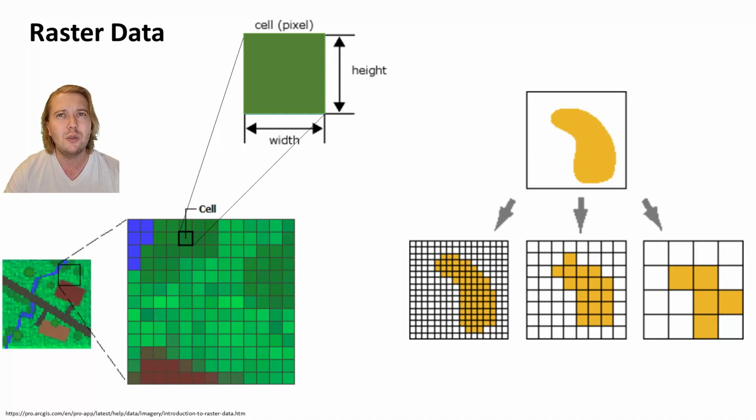For example, our Google Earth satellite image has a set number of pixels that defines its resolution, and each pixel has an associated color value assigned to it. Higher resolution raster datasets usually have a smaller pixel size in order to display more information.